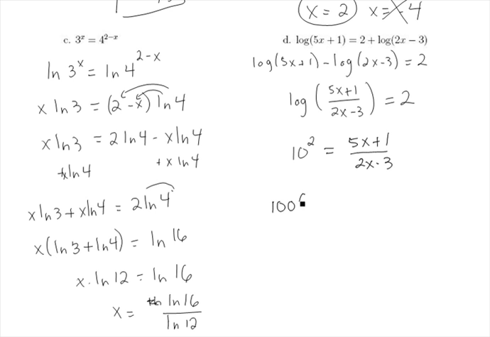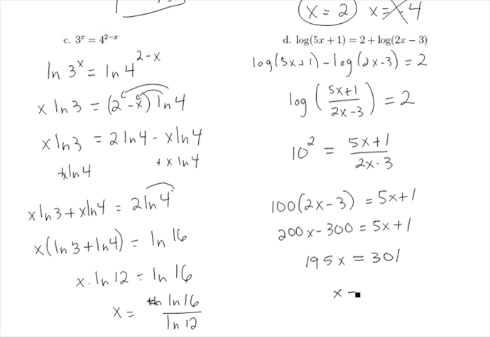So 200x minus 300 equals 5x plus 1. Subtract 5x, we have 195x, add 300, so 301. So x is 301 divided by 195. And again, if we checked our answer in the original equation, it looks like that's going to be just fine.